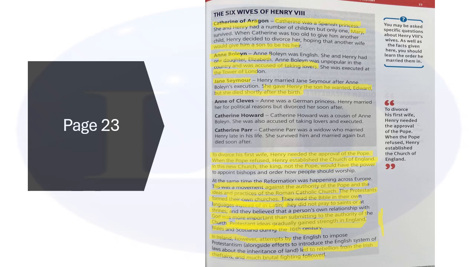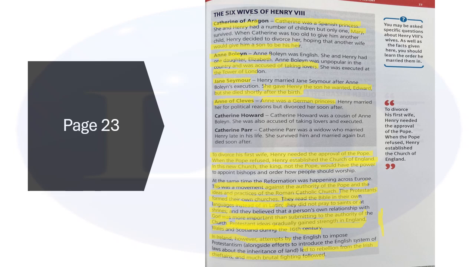Okay, so now because he is free from the Church of Rome, he's now marrying Anne of Cleves. Anne was a German princess. Henry married her for political reasons, but divorced soon after. So see that he can marry, he can divorce whenever he wants. But Anne was a German princess. Okay, remember that. Sometimes the question is, Anne was a German princess or a Spanish princess.